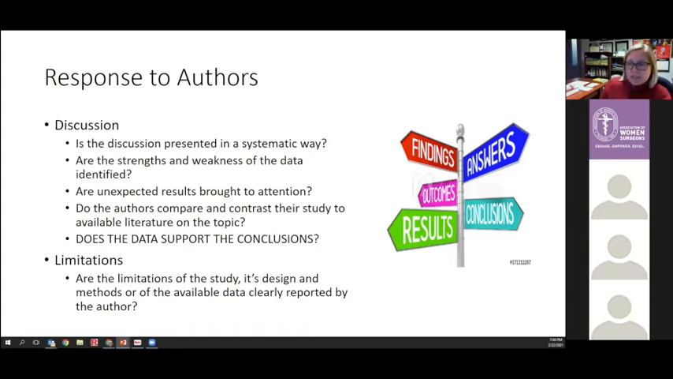The limitations should always be clearly stated. Are there limitations? Is it the design? Is the data limited in some way? And is that clearly reported by the author? It should really be a standout paragraph.